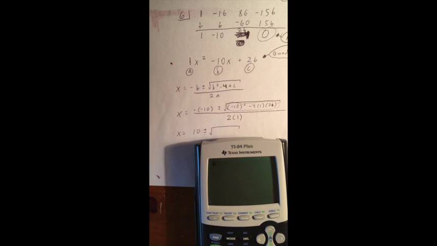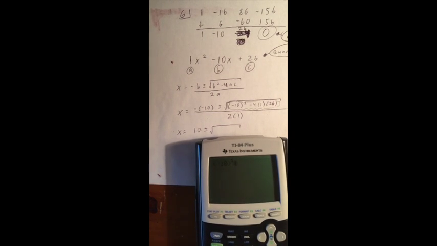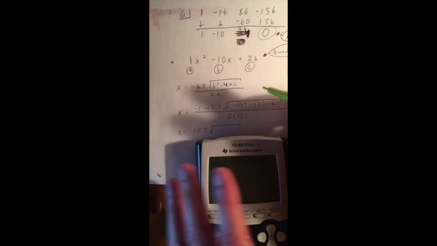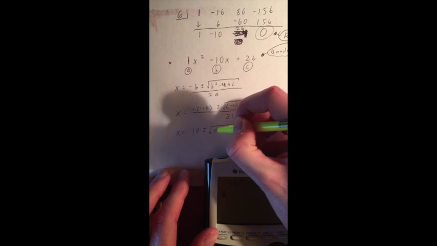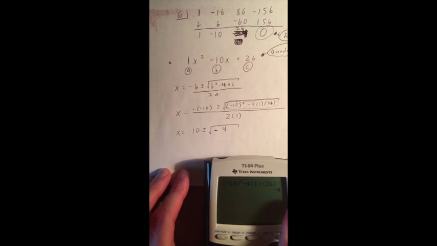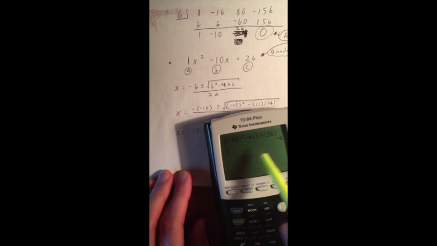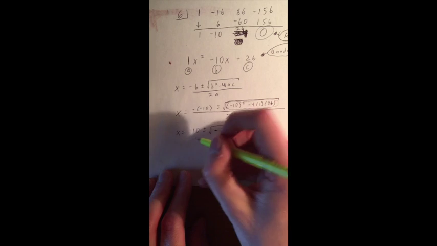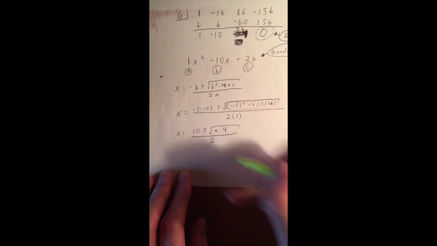So let's see, negative 10 squared, I'm going to plug it in exactly as I see it, minus 4 times 1 times 26 equals negative 4. Okay, I have a negative inside of a square root, so you should automatically be thinking to yourself, what letter am I going to have to pull out? Remember, I just plugged that in, I got negative 4 out, all over 2 times 1. What's 2 times 1? It's 2.